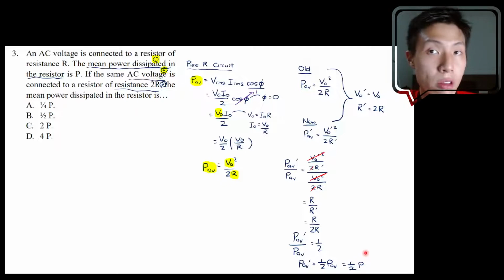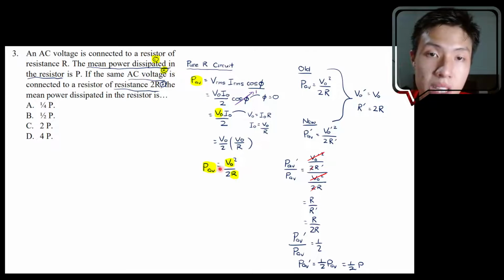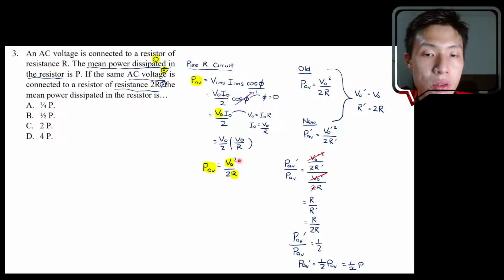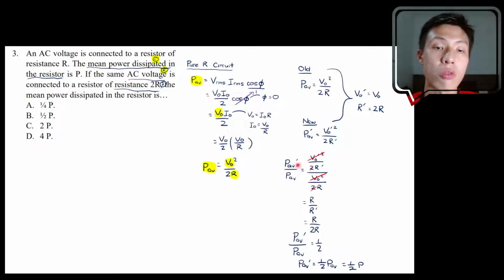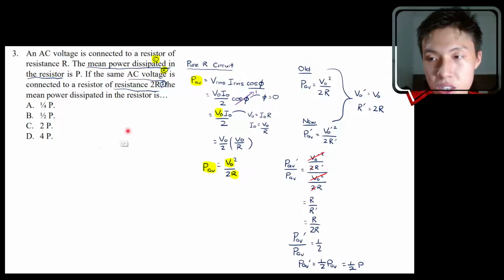Okay, so this is how you solve through the ratio question. You figure out an equation that has most of the variables that you are going to manipulate or keep constant or respond. So once you get the equation, you create an old equation and a new equation and try to take the new divided by the old. Once you do that, you see the relationship between the new V and the old V, the relationship between the new R and the old R, and from there you find the ratio between the new mean power dissipated and the old mean power dissipated. Okay, so for this question, the answer should be half P, and that's how we solve this question.